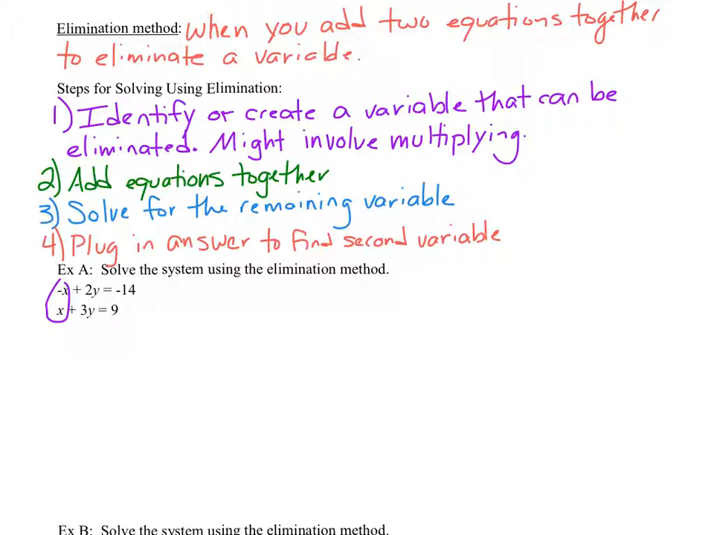So step two is you add them together. If I add those two equations, the x's go away and I get 5y equals negative 5. Step 3 says solve for the remaining variable. So I'm going to solve that by dividing by 5. So y is negative 1. When they're already set up, that first little bit is really fast.